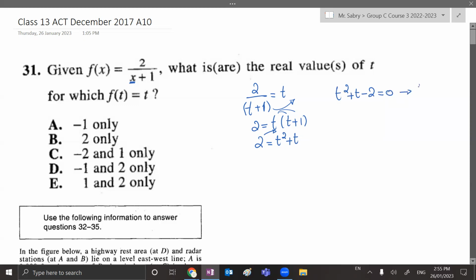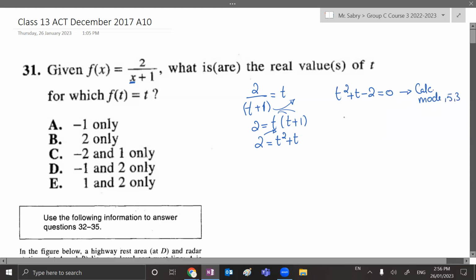I can then go to the calculator because it's a quadratic equation. So mode 5, 3. And I'll get t1 and t2. I'll get two values for t, if there are. The two values that would come out are -2 and +1. So there are two values for t. Does this make sense? Yes. Awesome. Yes, Carla.